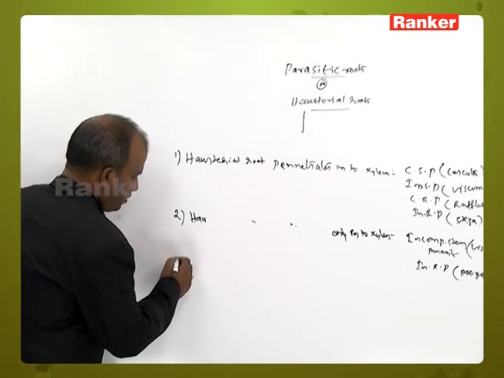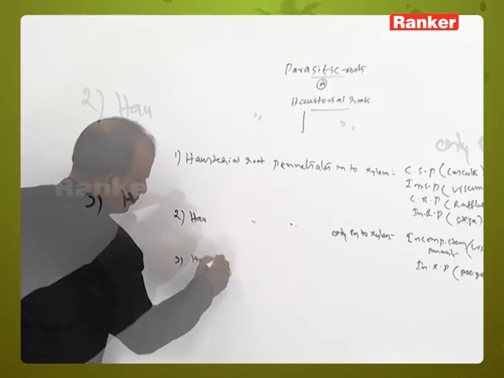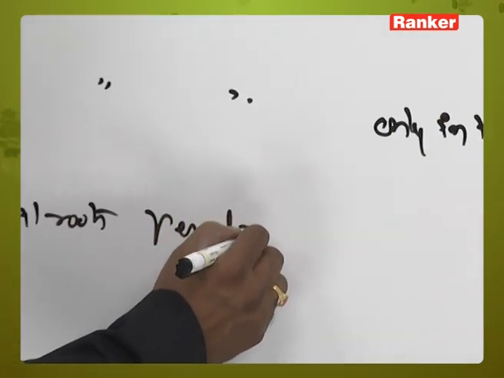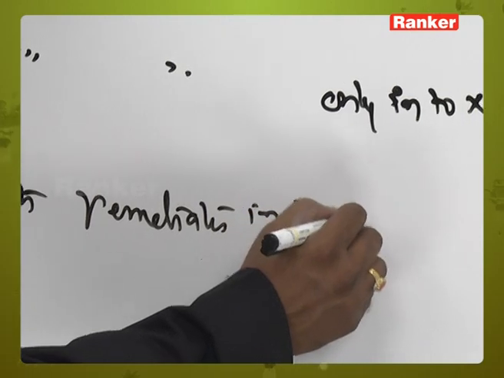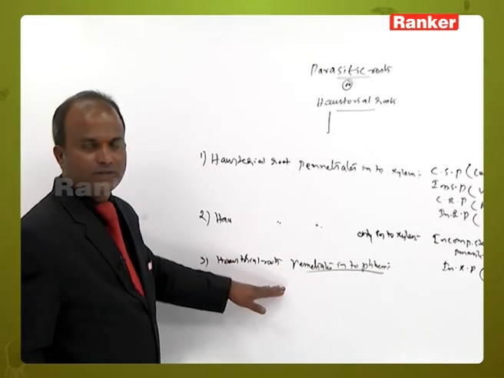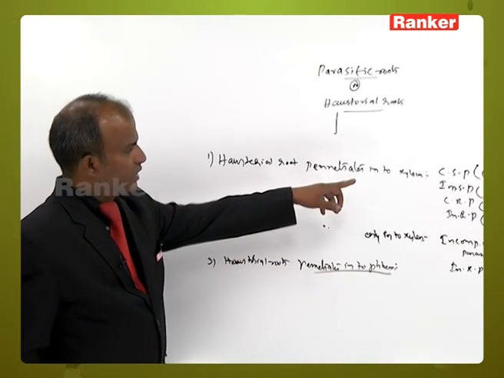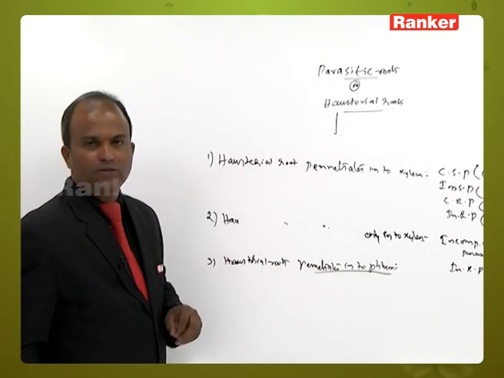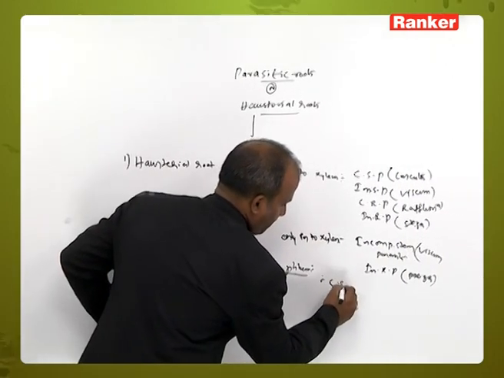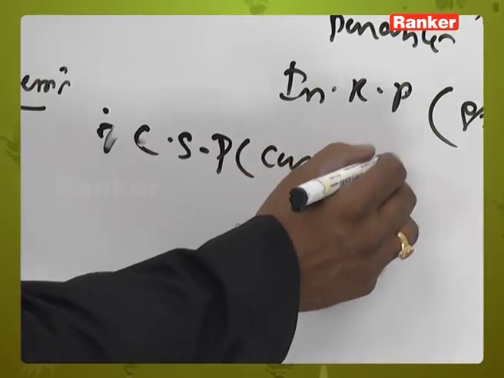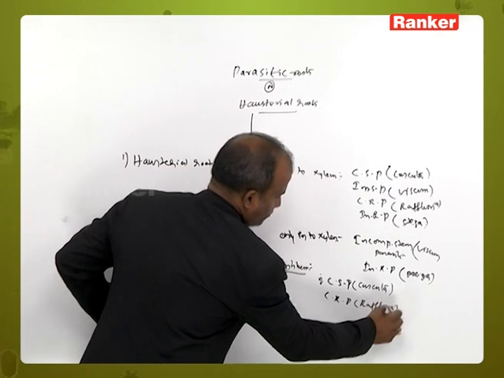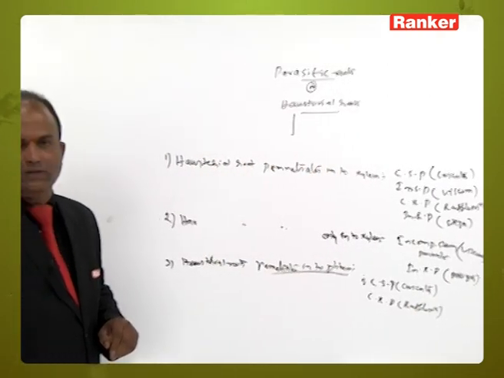Next goes to haustorial roots penetrating into phloem. What are those examples? Can you tell me? Complete stem parasite and complete root parasite come here as examples. Complete stem parasite is Cuscuta. Complete root parasite is Rafflesia. These come under as examples.